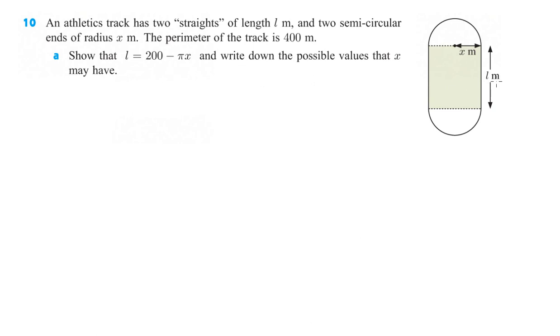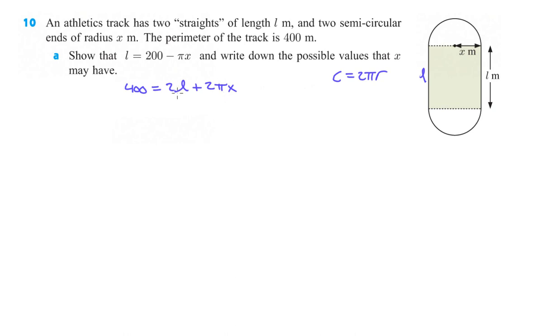Okay, so we know that this whole length around the track's got to be 400 meters, right? So let's do this. We know that 400 meters has to equal, there's an L over here as well as over there, so 2 lengths plus, we've got half of a circumference here and the other half here, so we know that the circumference of a circle is going to be 2 pi r. Okay, so I'm going to do 2 lengths plus 2 times pi, and our radius in this case is not r but x, so we get that.